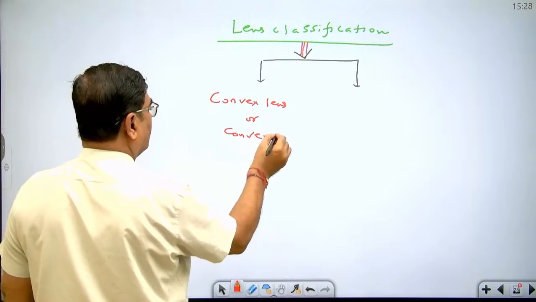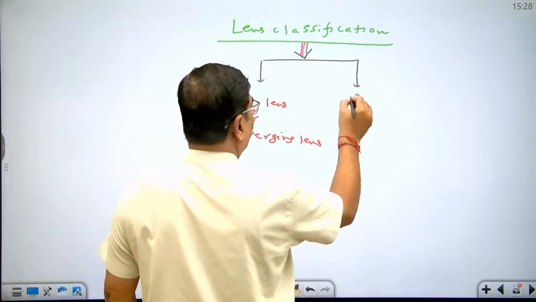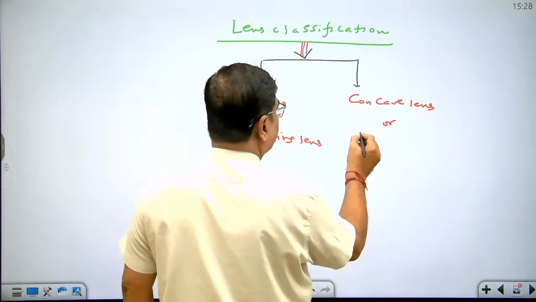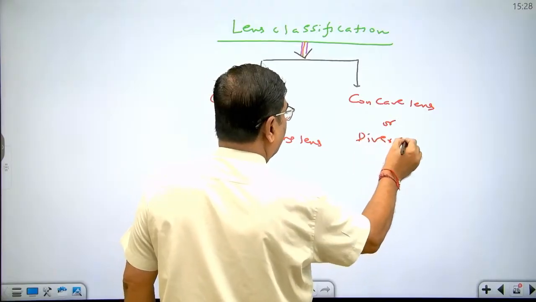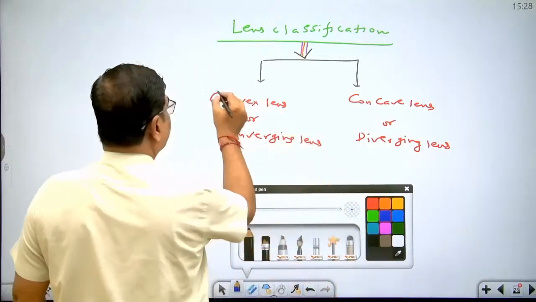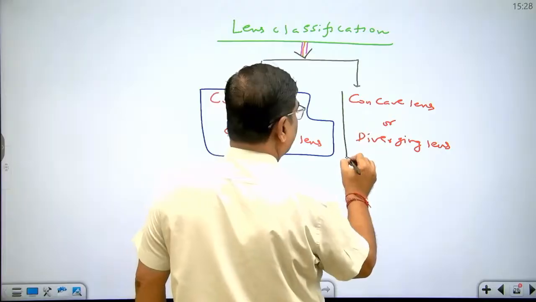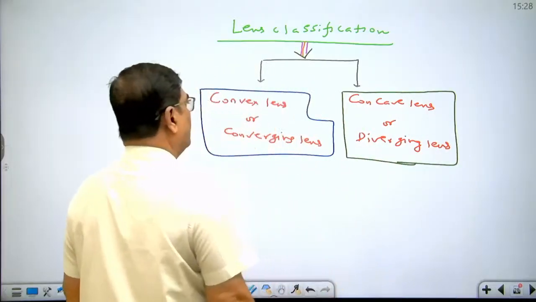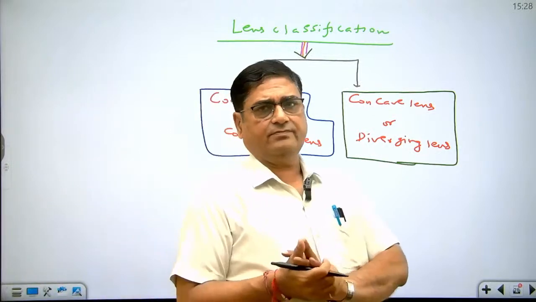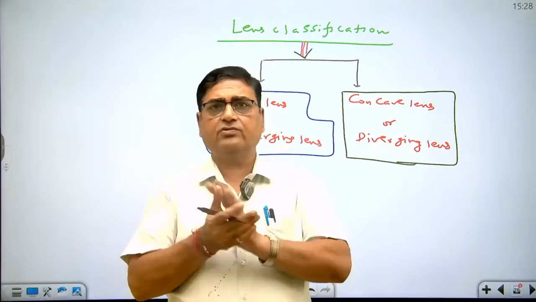Convex lens or converging lens. Concave lens or diverging lens. A lens is said to be a convex lens when it tries to converge the light rays. A lens is said to be a concave lens when it tries to diverge the light rays.